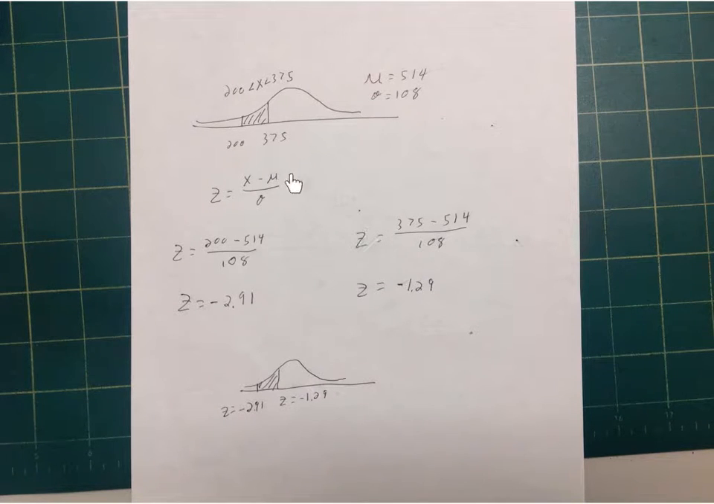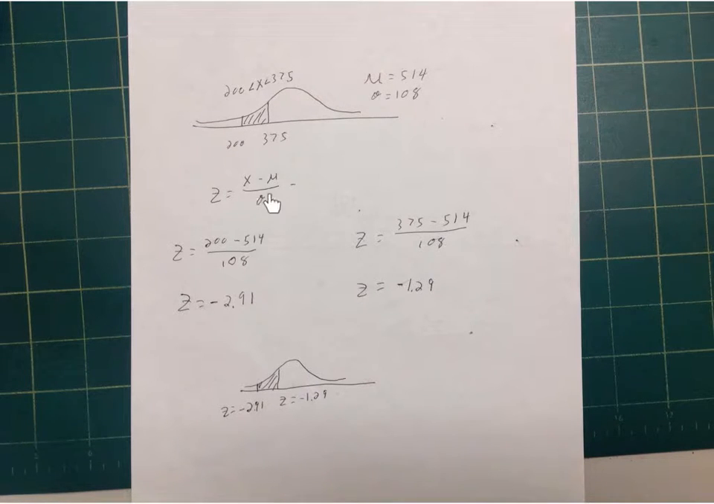So I received this question. I copied this from the image. You're given the normal curve, and your value is between 200 and 375. You want to find this area. You're given the mean and the standard deviation.